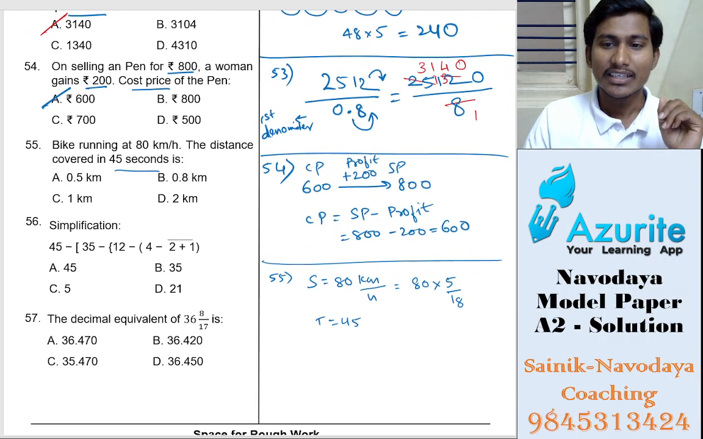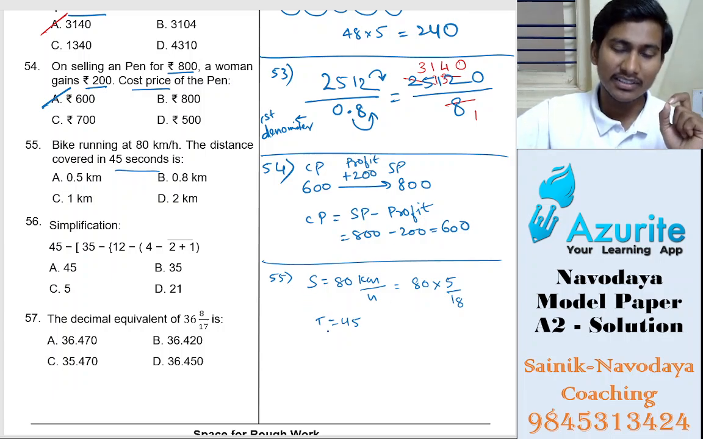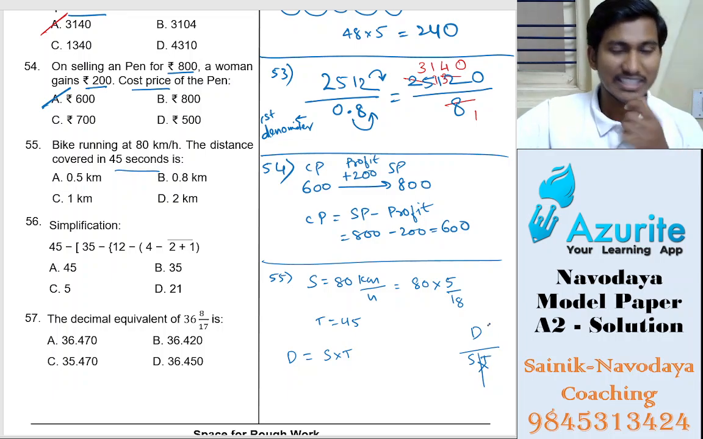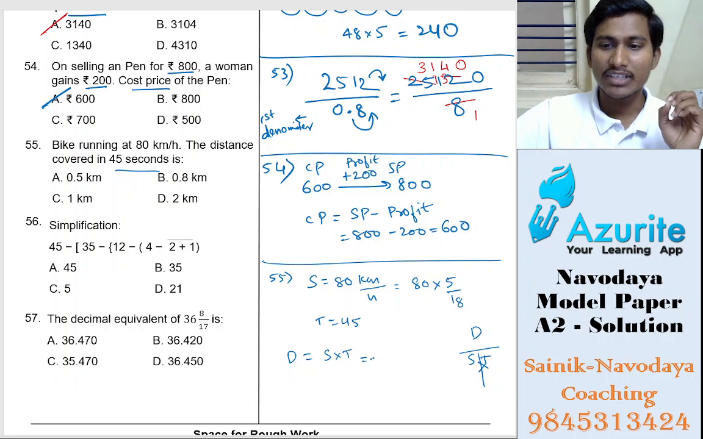So how do we find the distance? Time and speed are given. Distance we find by speed into time. Remember it as DST. Here D is equal to speed into time, and if you want to find speed, distance by time. If you want to find time, distance by speed. In alphabetical order, DST you can write it. So here speed is given as 80 into 5 by 18, you write it the same. Into time, that is 45.